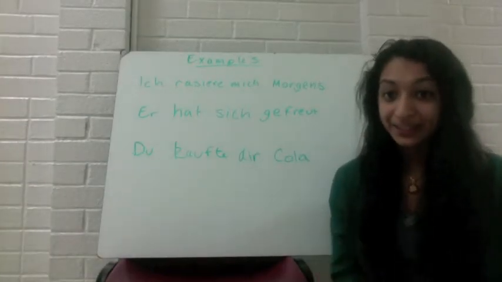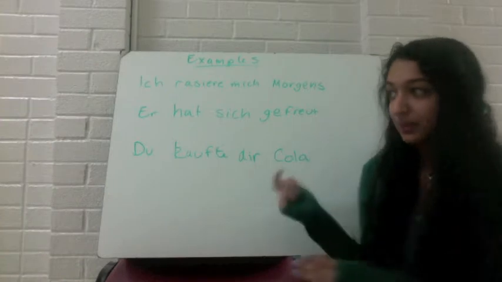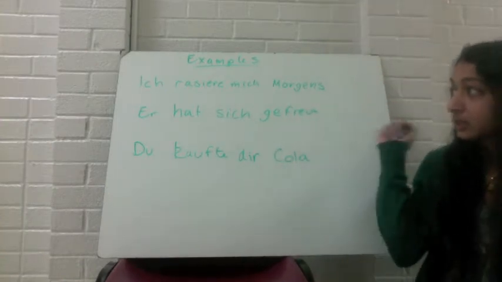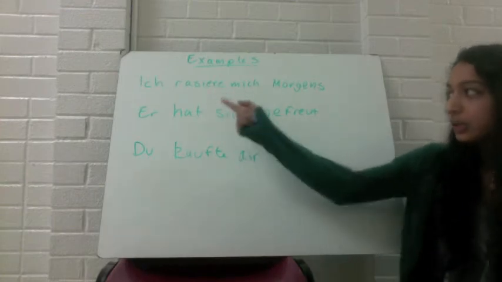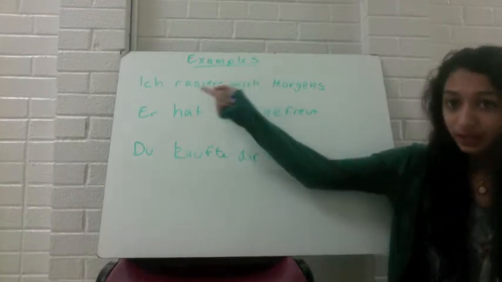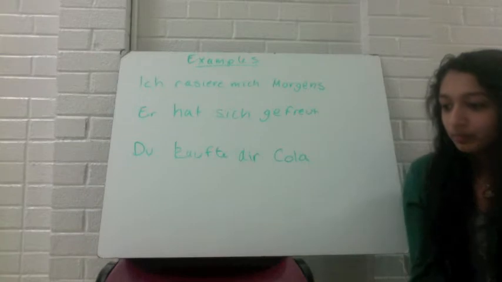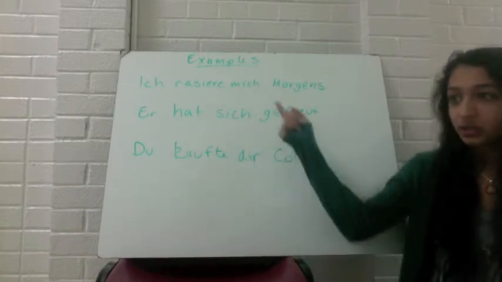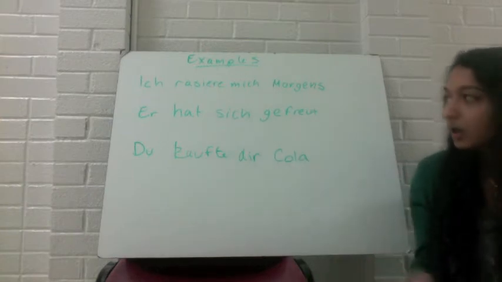Okay, so here are some examples using reflexive verben. So here's one in the present tense. It says, ich rasiere mich morgens. So as you can see, the pronoun comes right after the verb. And because you're shaving oneself, which is rasiere, you have to use the pronoun: ich rasiere mich.